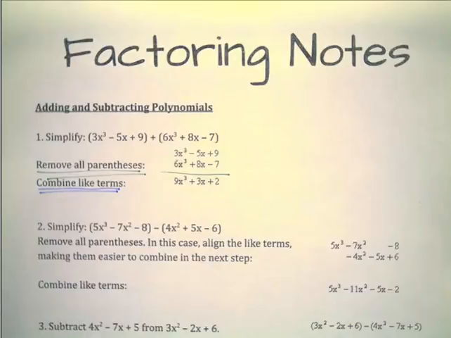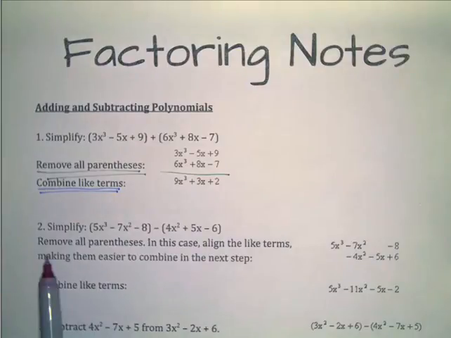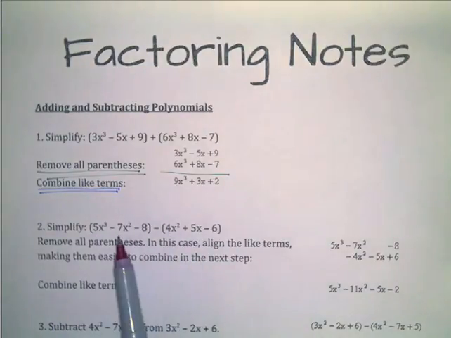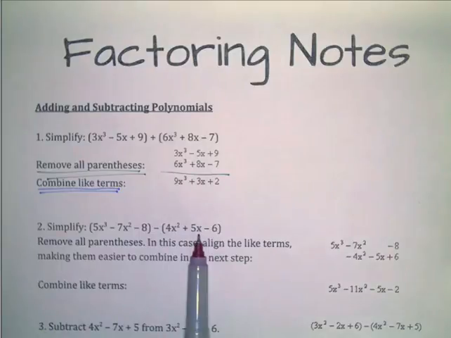The more difficult one is example 2, subtraction. You want to, again, remove all your parentheses, but in this case, you want to align the like terms, making them easier to combine in the next step. So notice this has an x to the third, this one doesn't. They both have x squared, this one has an x, this one doesn't, and they both have a constant.